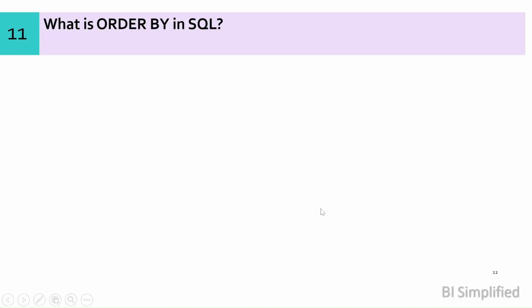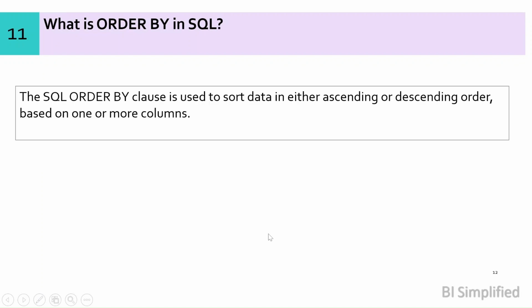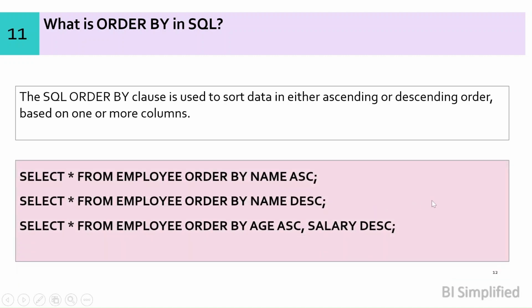Next, move on to our 11th question. What is ORDER BY in SQL? The SQL ORDER BY clause is used to sort data in either ascending or descending order based on one or more columns. So see here, these are the examples. SELECT * FROM table_name ORDER BY name ASC.